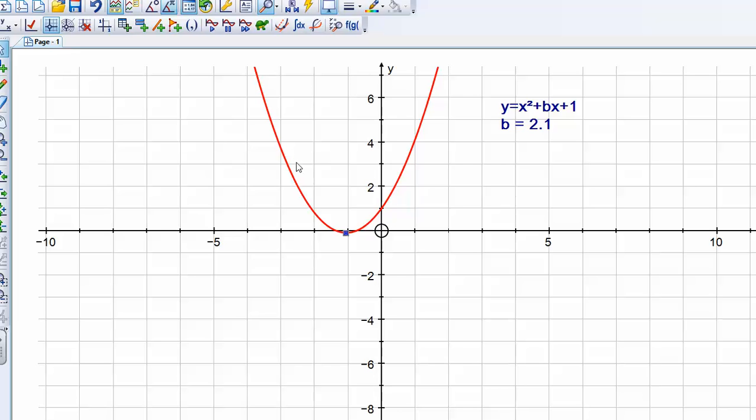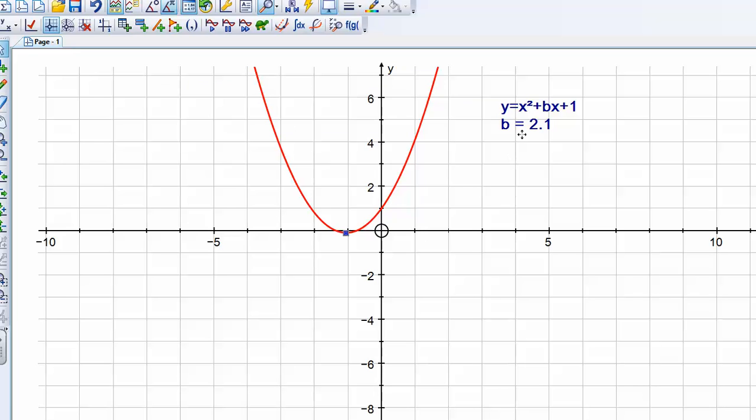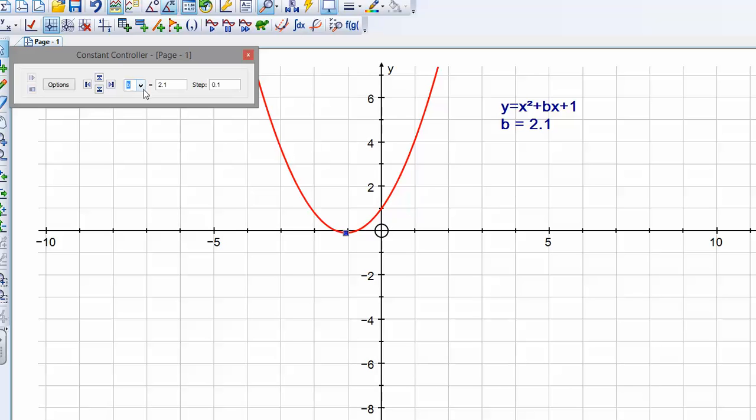We've got a quadratic curve here, and the equation is y equals x squared plus bx plus 1. And I'm going to look at this vertex here, the lowest point on the quadratic, and we're going to change the b value and have a look what happens to this vertex. So I'm going to the constant controller.